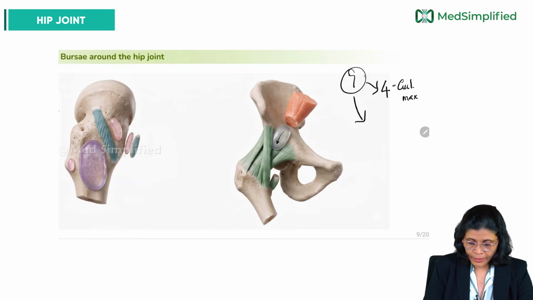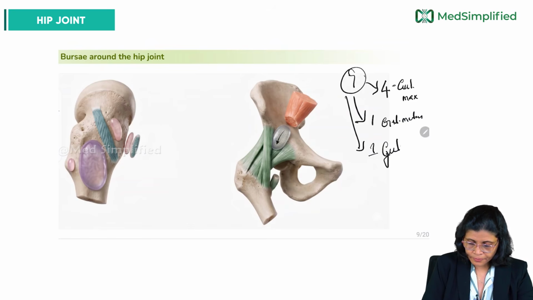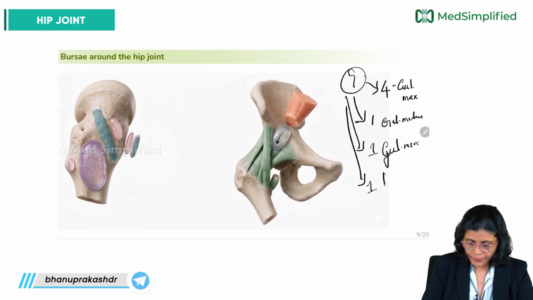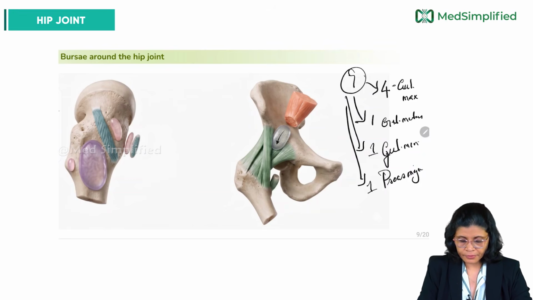and 1 under gluteus medius, and 1 under gluteus minimus, and 1 under psoas major tendon. Psoas major. Okay, so we have 7 bursae like this.